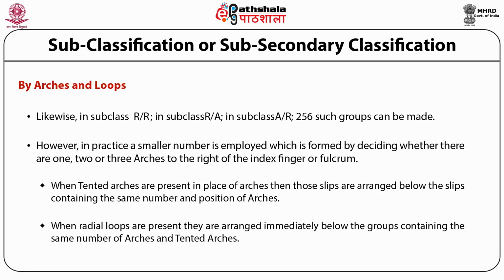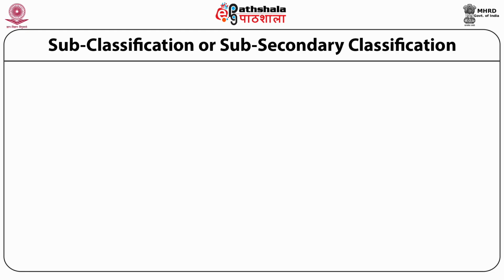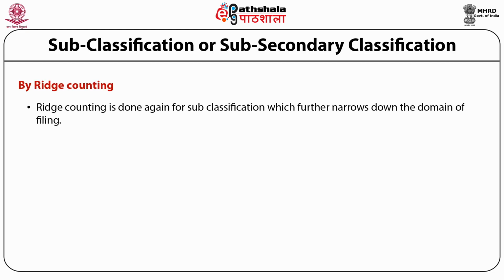In subclasses bearing ulnar loops like R by U, A by U, U by A, U by R and U by U in right hand or in left hand, subclassification proceeds by ridge counting, the details of which will be explained in next session. The next subclassification is done by ridge counting. Ridge counting is done again for subclassification, which further narrows down the domain of filing.